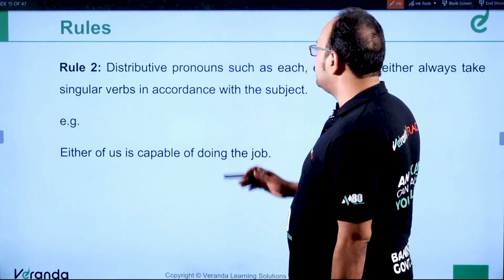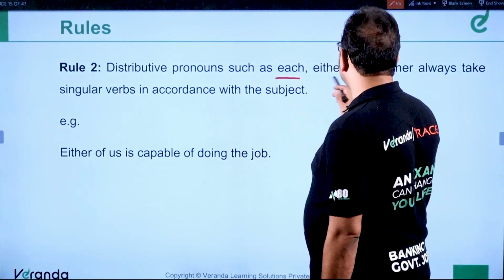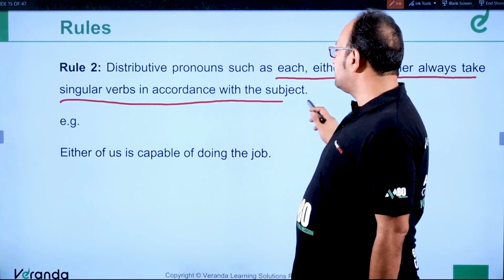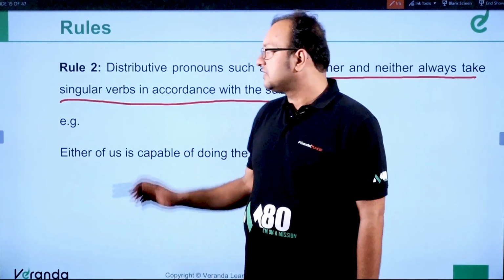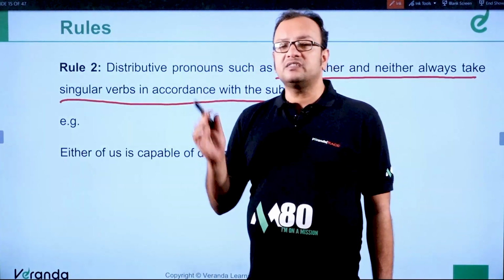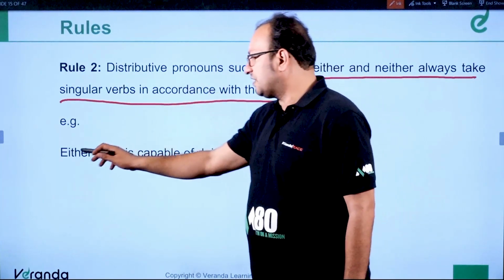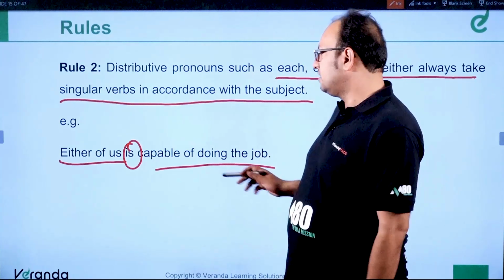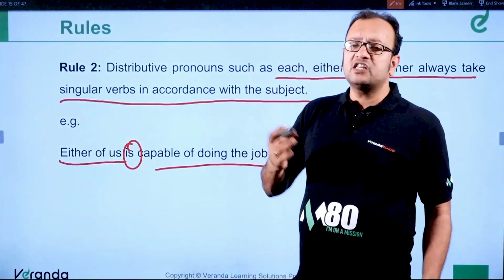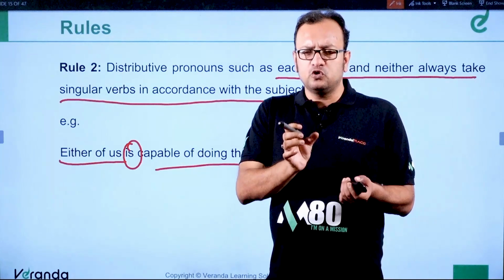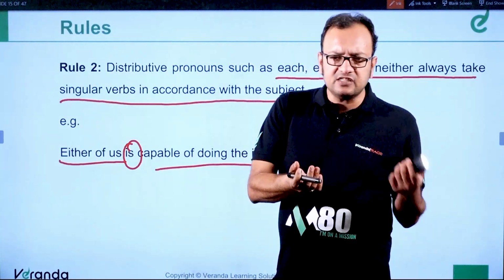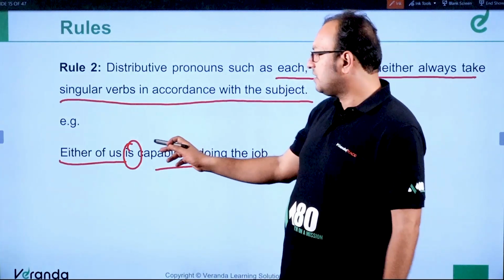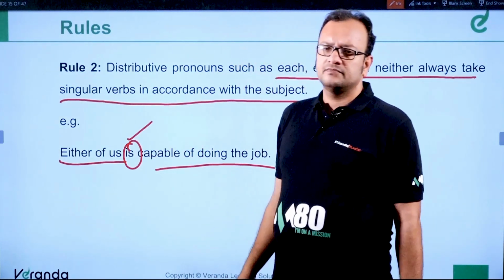Distributive pronouns, rule number two: the distributive pronouns such as each, either and neither always take singular verbs in accordance with the subject. I told you, distributive pronouns take a singular verb. Either of us is capable of doing the job. Is. Why is? Because either means either of the two, not both. This or this. He or she. One person. So that's why it takes a singular verb.